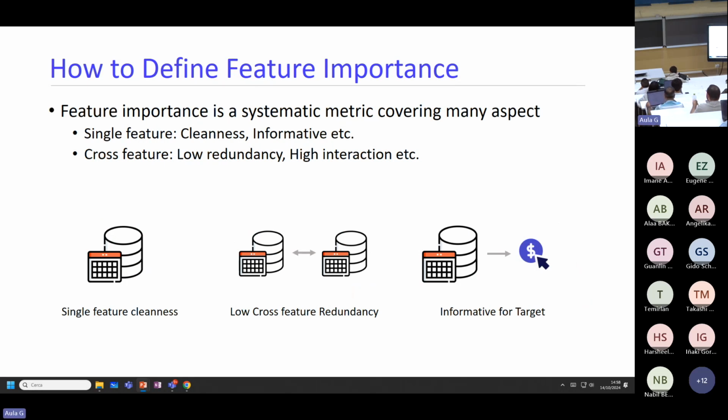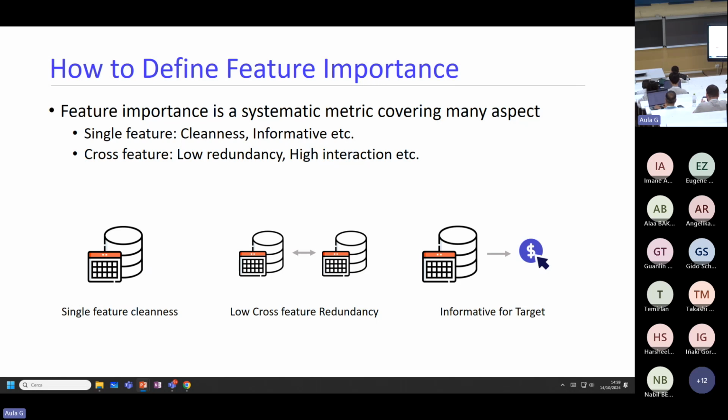Feature importance is a systematic metric that covers many aspects of both single and cross-feature performance. At the level of a single feature, key factors include cleanness, whether the feature is free of noise and errors, and informative value, how much relevant information the feature provides for the model to make accurate predictions.